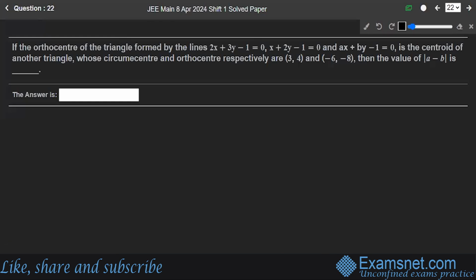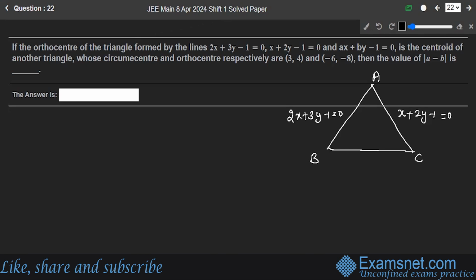See, the sum is not that tough, only they have twisted the sum a lot. It is saying the orthocenter of the triangle formed by these 3 lines. You are given the 3 lines. Let's say this is the point A, B, and C. This is the point A, which is 2x plus 3y minus 1 is equal to 0. This is your point B. This is your point C. Now, this is x plus 2y minus 1 is equal to 0. And this is the third line, which is ax plus by minus 1 is equal to 0.